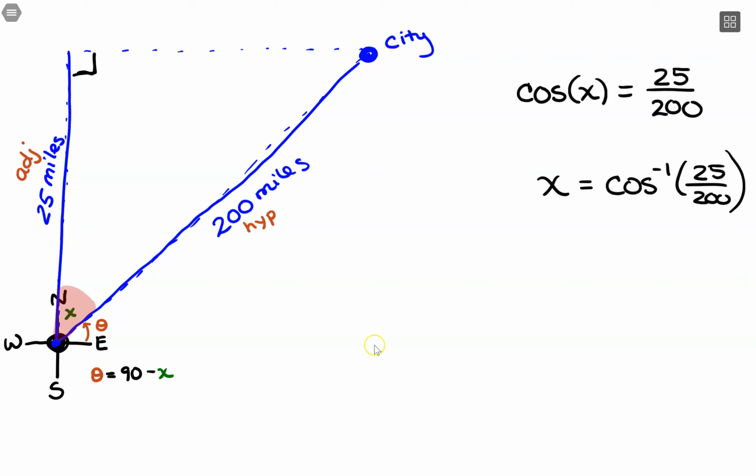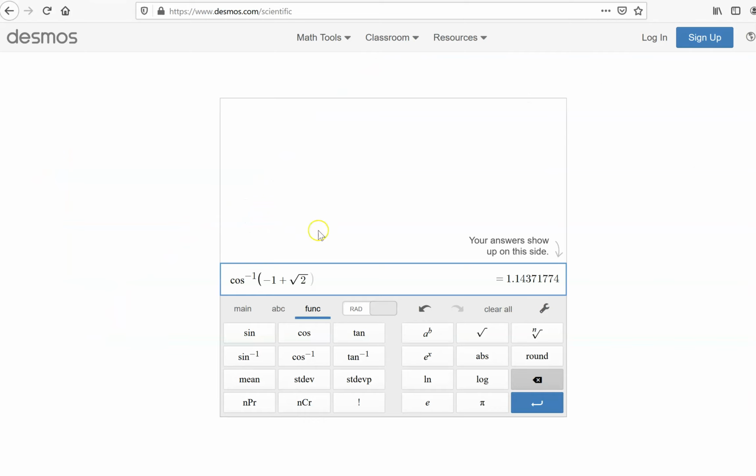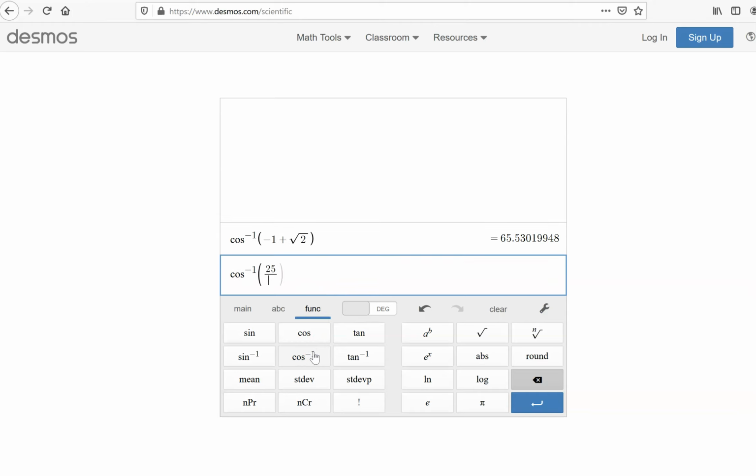So I need to go to a calculator. And let's see, I had that I was working on before. Now I'm in radian mode. I need degrees. So I'm going to switch over to degrees. I'm looking at inverse cosine of 25 over 200. And it doesn't matter if that's reduced or not, because we just want that angle measurement.